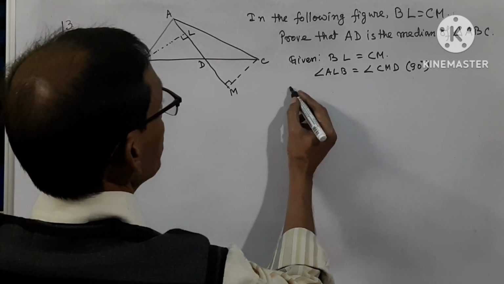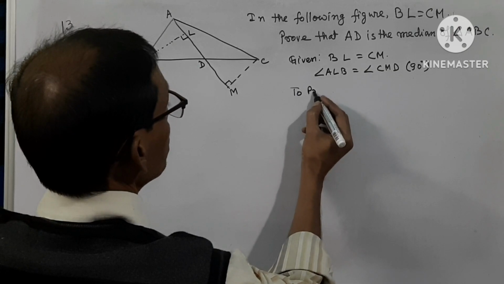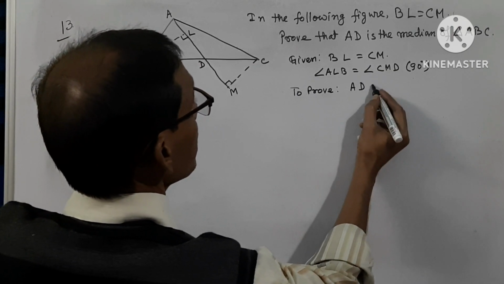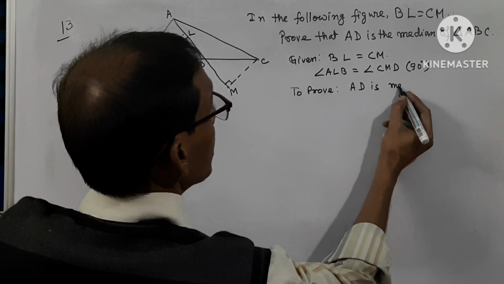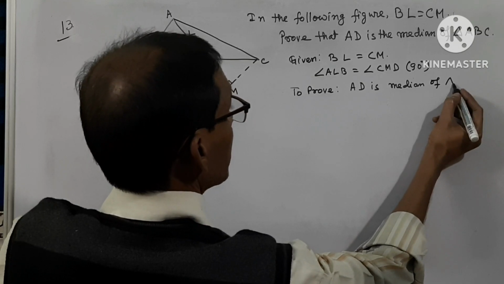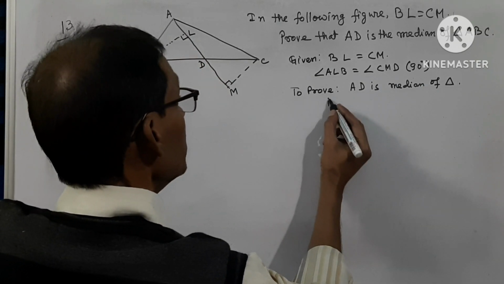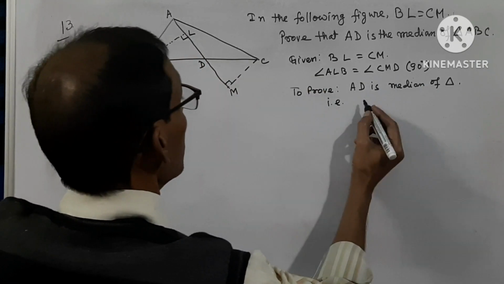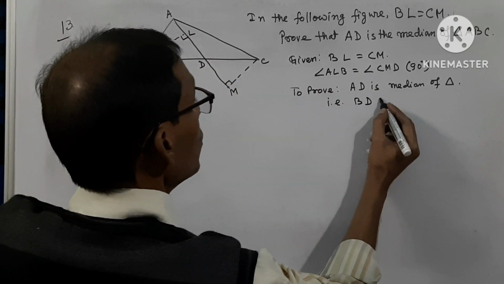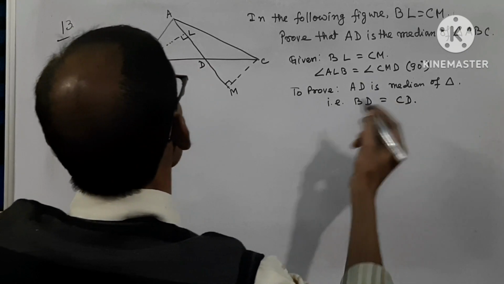And you have to prove AD is the median of the given triangle. That means D is the midpoint of BC, or BD equal to CD.